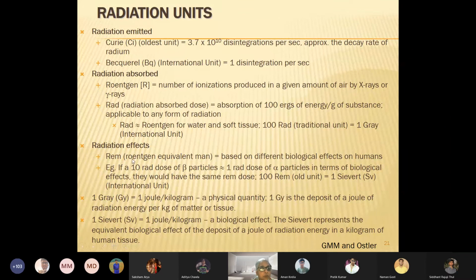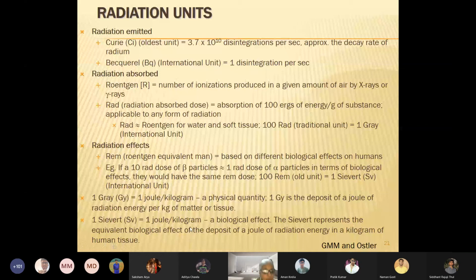REM is short for Rontgen Equivalent Man. It's based on different biological effects on human beings. A 10 rad dose of beta particles is approximately equal to a 1 rad dose of alpha particles, and they would have the same REM because the impact is the same. So the REM is the same based on impact, even though the radiation is different. You can compare the impact even for different radiation. So you have 100 REMs, the old unit, and compare it to the new unit, which is sieverts.